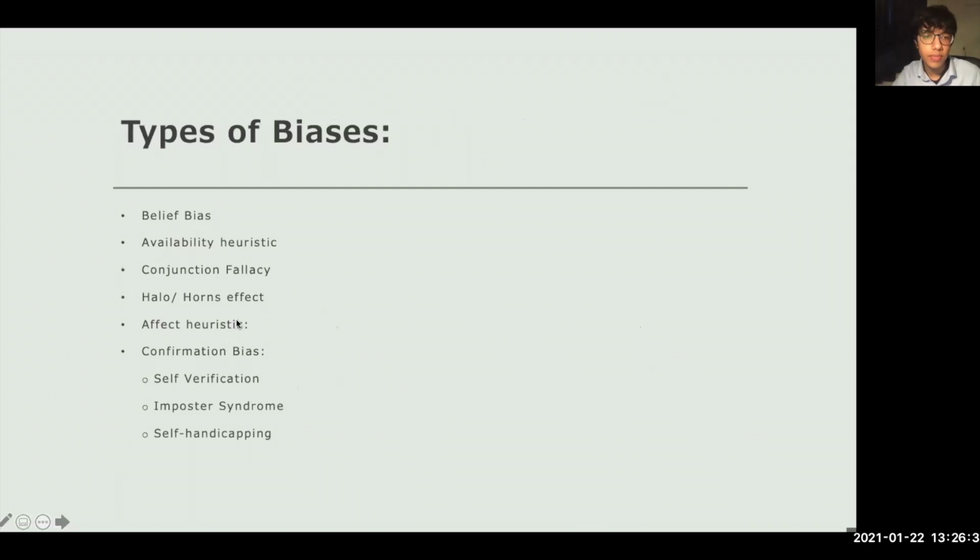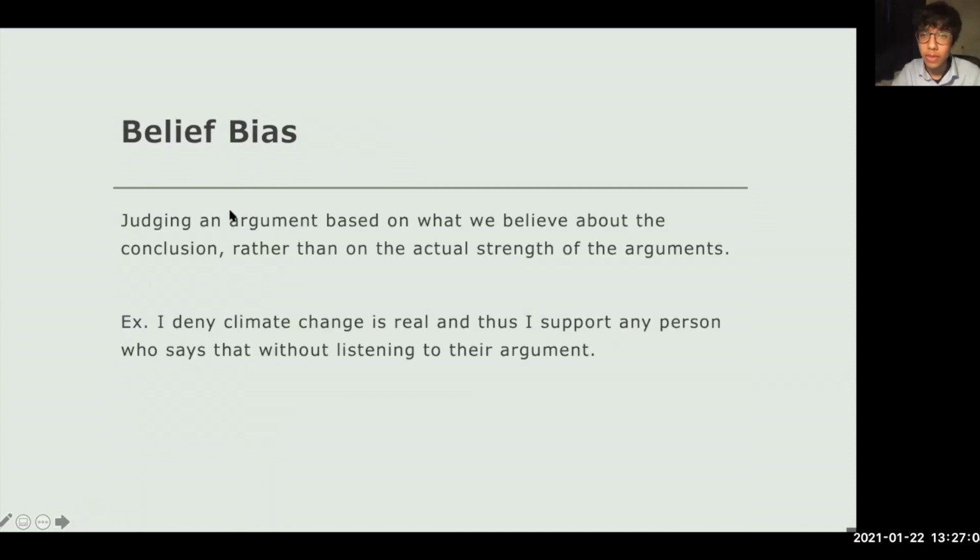Types of biases. There is the belief bias, availability heuristic, conjunction fallacy, halo horns effect, affect heuristic, confirmation bias, self-verification, imposter syndrome, and self-handicapping. The first one is belief bias.